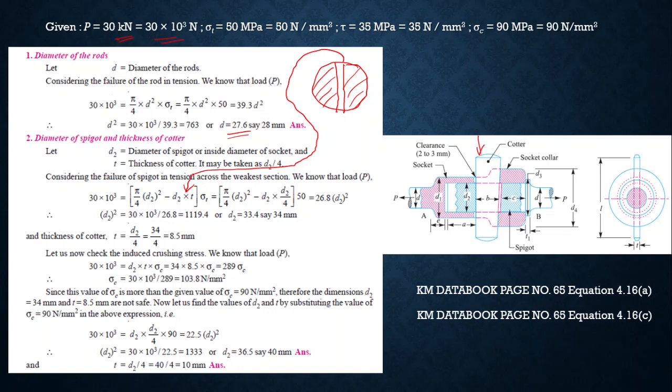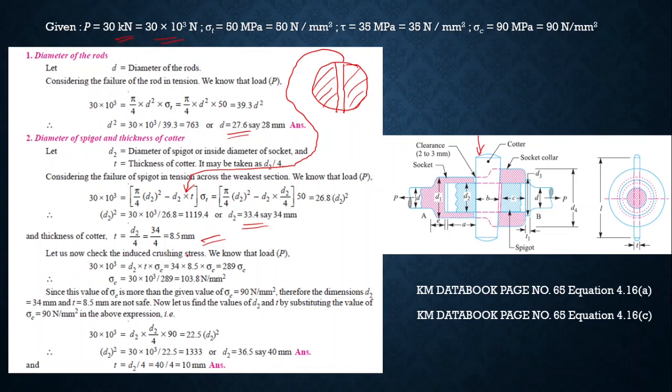That is the cross-sectional area of the weakest section, and that into sigma t will become the external load. Then we can find out d2 by equating these two. Then d2 is equal to 33.4, or we can say that is equal to 34 mm. The theory part was already discussed in the previous presentation. Then thickness of the quarter, t is equal to d2 by 4, that is equal to 34 by 4, is equal to 8.5 mm.